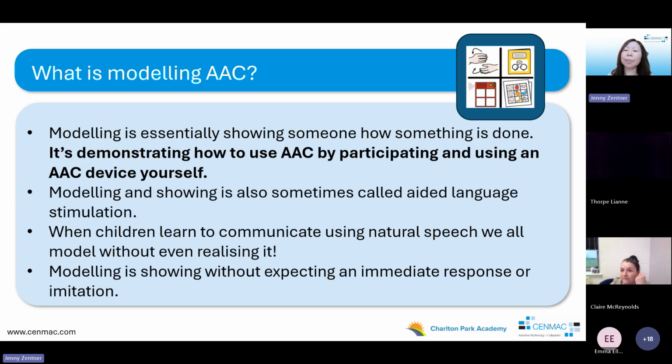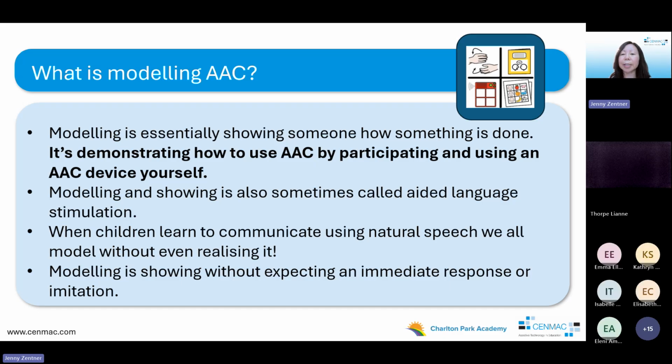We're all familiar with the term modelling in terms of showing someone how to do something. But for modelling of AAC, it's about, as highlighted in bold on this slide, the communication partner showing how the AAC is used to communicate. Another term you might come across for modelling AAC is aided language stimulation. The last point on the slide is really important. Modelling AAC is not about I do it and then you do it. It's about modelling without expectation. That means without expectation of an immediate response or copying.